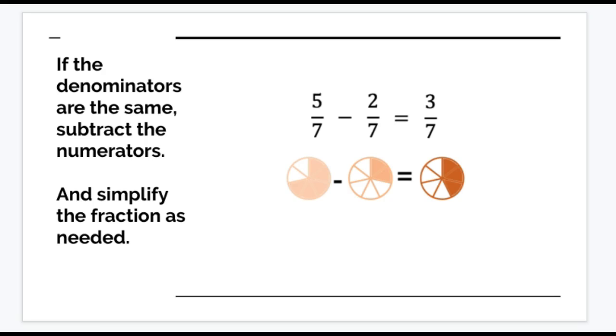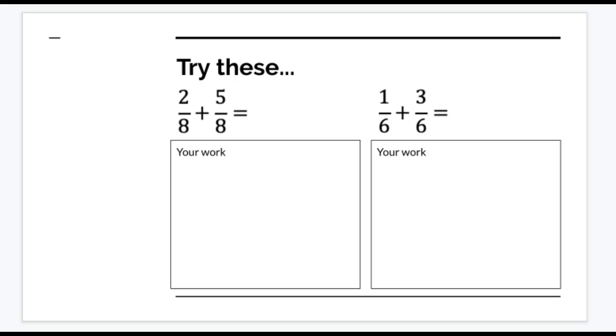Subtraction. Same concept. The denominators are the same. We're just going to subtract across the numerators. So we have 5/7 minus 2/7. That gives you 5 minus 2, right? Which is 3. So the answer is 3/7. I want you guys to take some time and try these two. Pause video. Try those. I'm assuming that you paused the video.